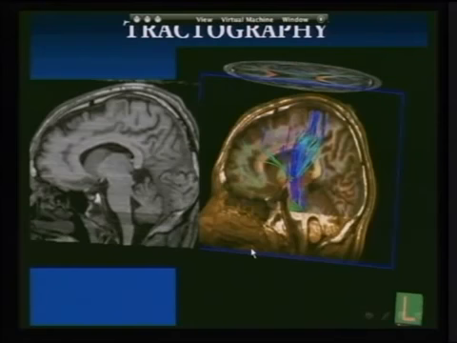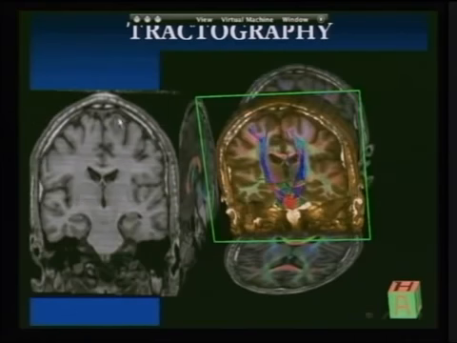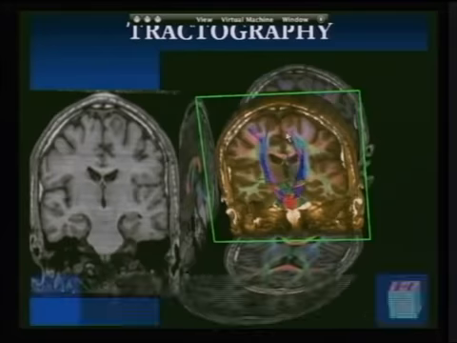And this was our first case. And we can see here the mass posteriorly displacing the corticospinal tract. They are still intact, but displaced posteriorly, as we can see here. On the coronal cuts, this is the mass, and we can see that the superior part of the corticospinal tracts are deviated medially in relation to that mass.